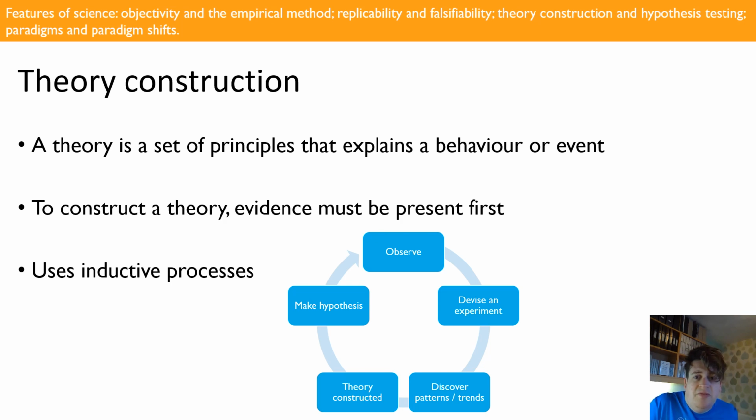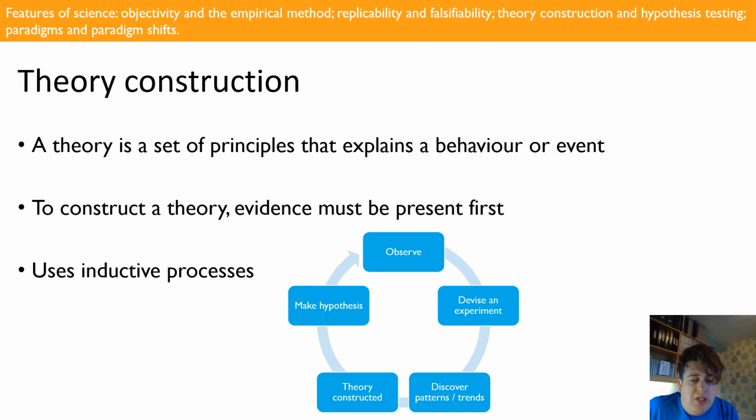The next aspect of features of a science is the idea of theory construction. And you might have done this lower down in school. You might have had a look at the scientific methods and how that happens. So first off, a theory is a set of principles that explain a behaviour or an event. And in order to construct a theory, if we're using the scientific method, we should have evidence present first. Everything should be evidence-based, and a lot of areas of psychology are now becoming evidence-based practice.